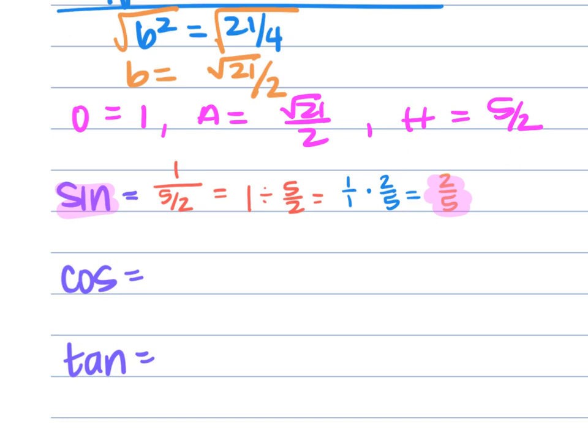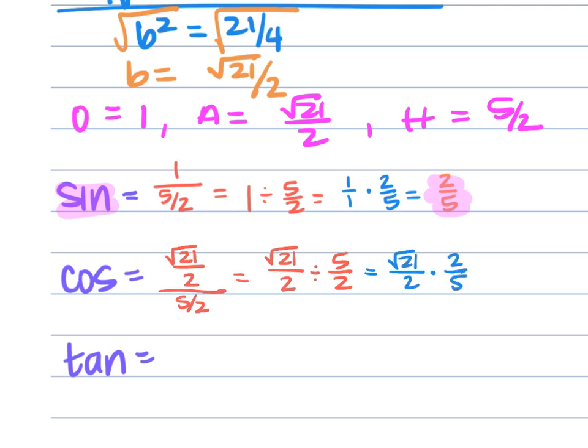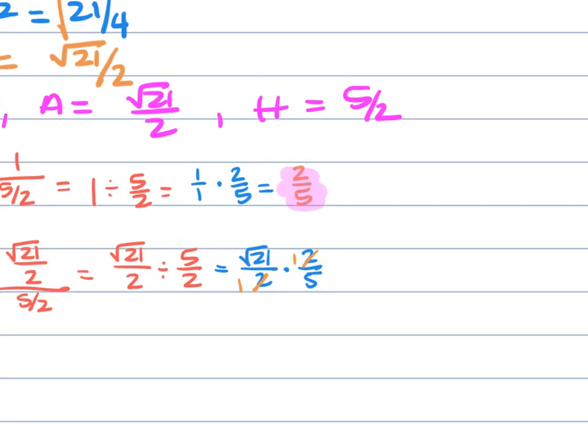For our cosine, we have adjacent over hypotenuse, so that's the square root of 21 over 2 all over 5 over 2. So that's the same thing as the square root of 21 over 2 divided by 5 over 2. Keep, change, flip. We're going to have the square root of 21 over 2 times 2 over 5. Those 2's will simplify to become 1's, and we're going to just be left with the square root of 21 over 5.